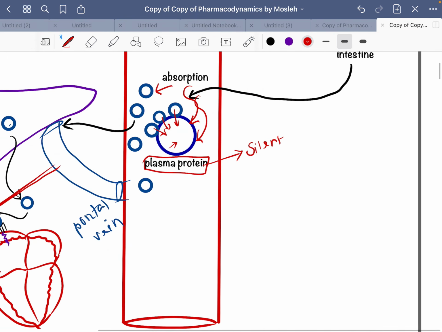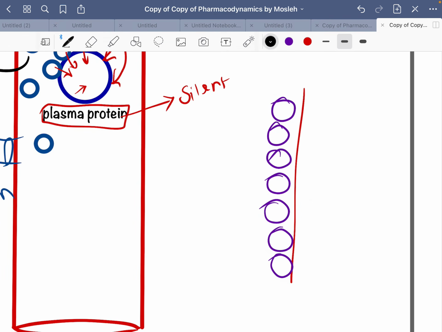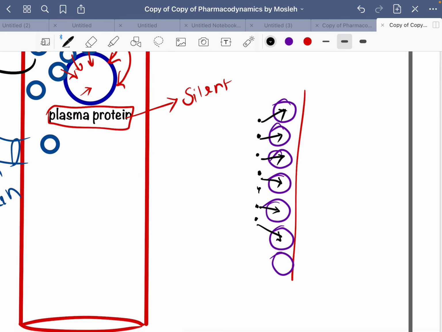Okay, another example is adipose tissue. Suppose this is skin and these are the adipocytes. Many drugs, especially lipid soluble drugs, have a strong affinity to the adipocyte. They enter into the adipocyte and no action happens within it. The drug just enters and keeps itself in a resting position. That means the adipocyte is acting like a storage of that drug.